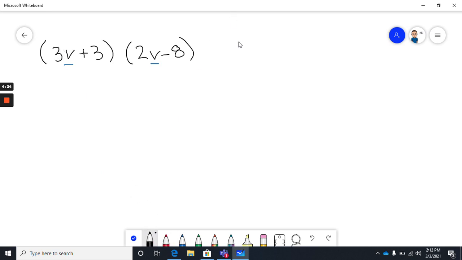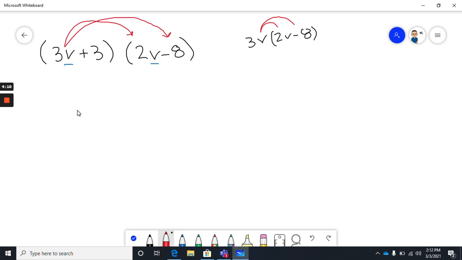So imagine if this had just been 3v times 2v minus 8. You would have said to multiply the 3v times the 2v and the 3v times the negative 8. Well, it's the same concept. 3v times the 2v and 3v times the negative 8. And so that's going to give me 3v squared minus 24v. That takes care of multiplying the 3v.